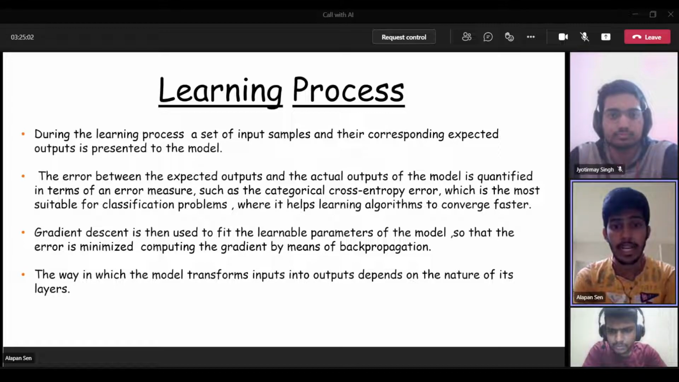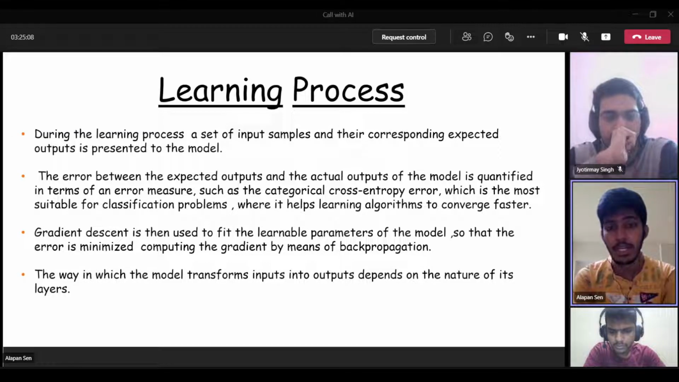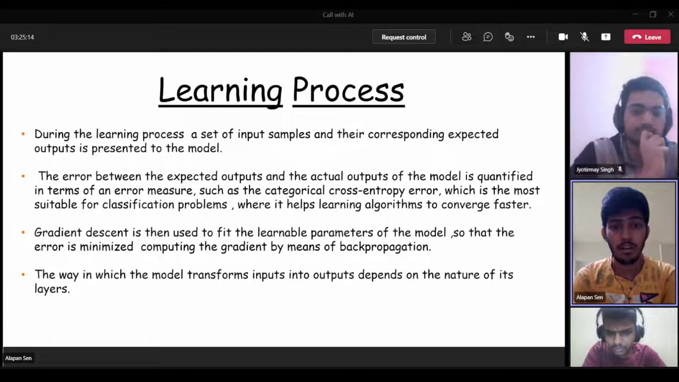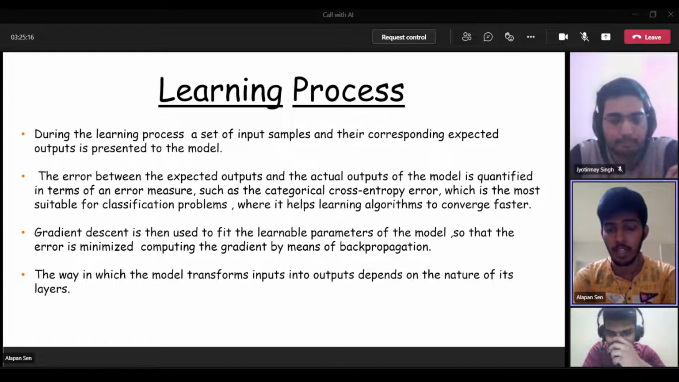measure such as categorical cross entropy error, which is the most suitable for classification problems, where it helps the learning algorithm to converge faster. Now, gradient descent is used to tune the learnable parameters of the model so that the error is minimized, computing the gradient by means of backpropagation. The way in which the model transforms inputs into outputs depends on the nature of its layers.